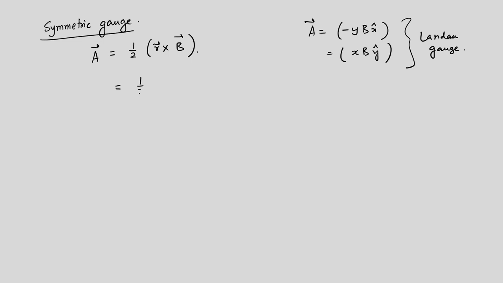So, this is equal to half of minus b y x cap plus a b x y cap. That is the form of the vector potential, and this choice of the gauge actually breaks the translational symmetry in both the x and the y directions, which means that kx and ky cease to be good or conserved quantities, so to say. And this will be very helpful for us to understand the fractional quantum Hall effect.